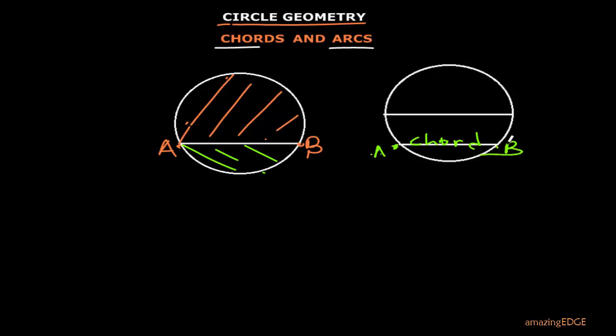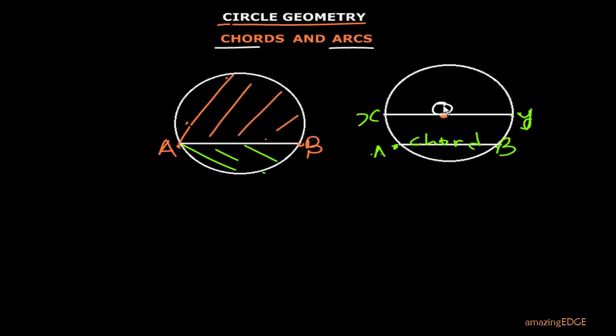Then there is another chord, as we can see, joining another two points. Maybe there is a point here, which we call X, and here you call Y. This point is the center of the circle, which we call O. So this particular chord that passes through the center of the circle is what we call a diameter.